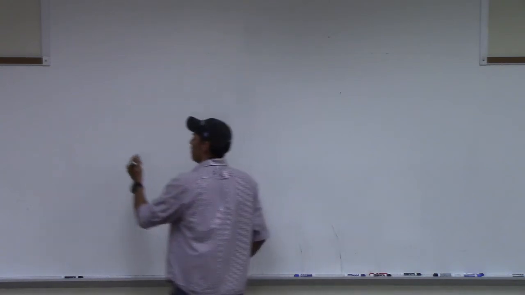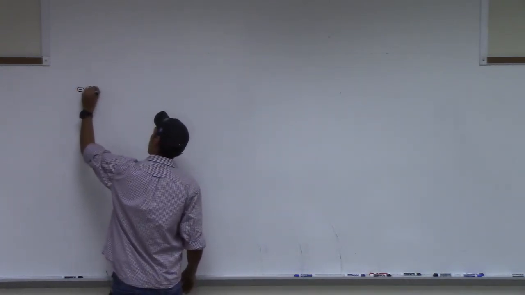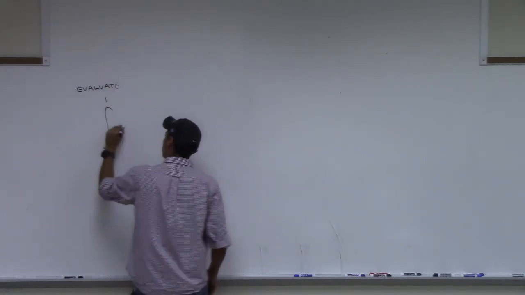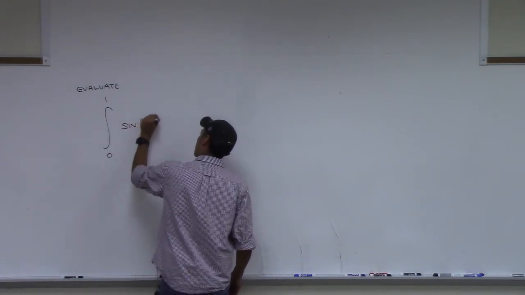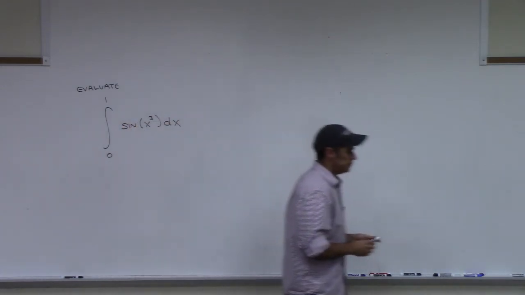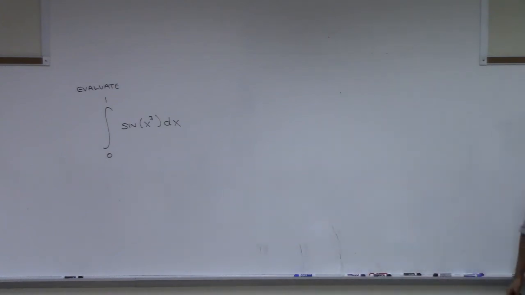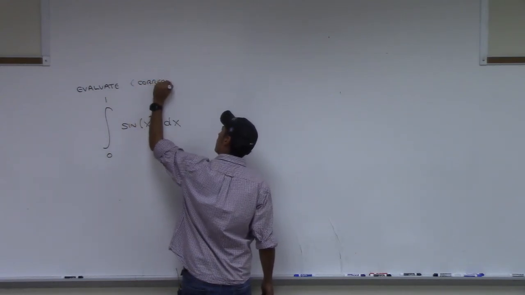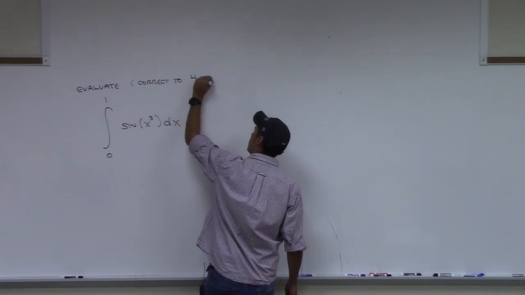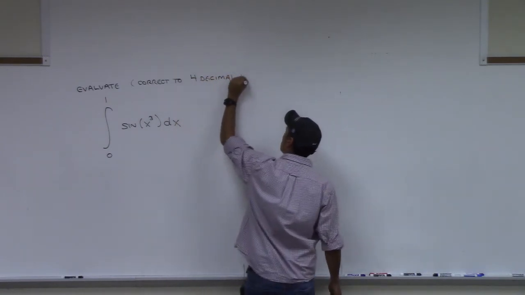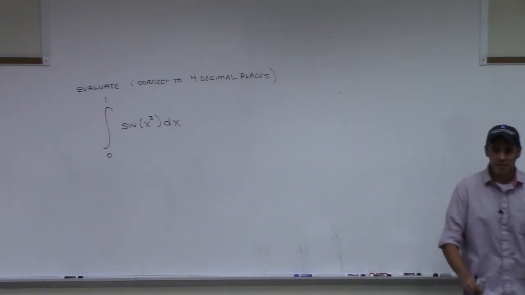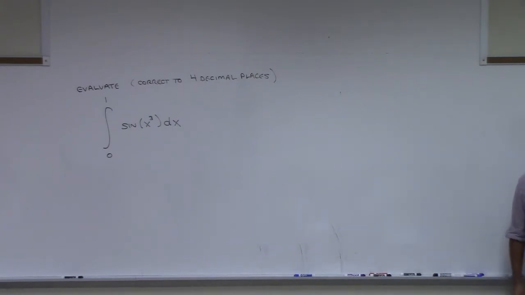Okay, so now, evaluate correct to 4 decimal places. That's a definite integral, right? It's like an area under a curve, and you get to integrate that.